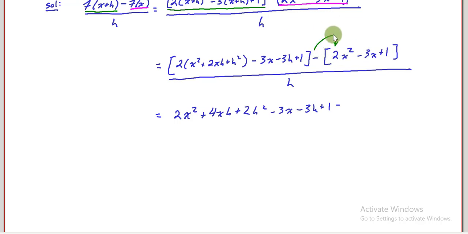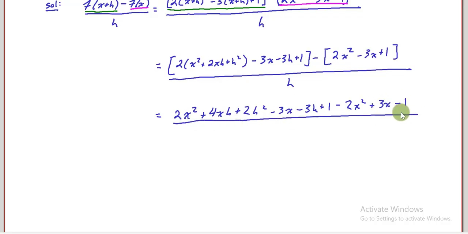So again, I won't usually draw arrows. I think that actually kind of sets you up for trouble down the road. But it helps you think about distributing that minus sign to each term in that second trinomial. So this would give me minus 2x squared plus 3x minus 1, all divided by h.